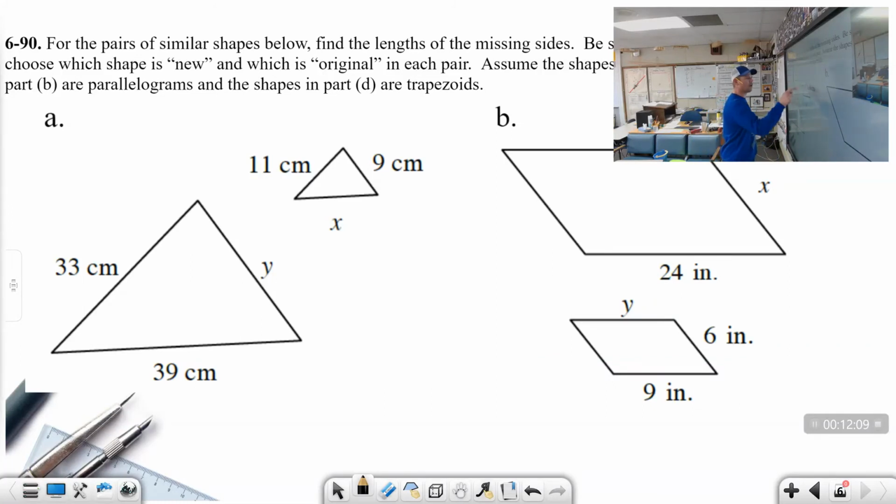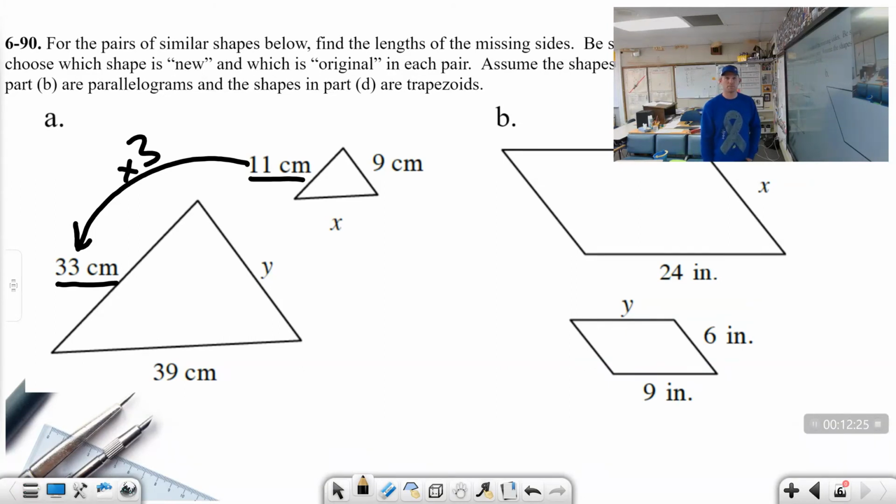See, look. Here, I notice that the left-hand side is there. I notice that I can find the missing multiplier. Oh, I know that 11 times 3 is 33. So, let's use that scale factor, the right-hand side going to the right-hand side. I use that scale factor of going 3 times bigger. 9 times 3 is 27.